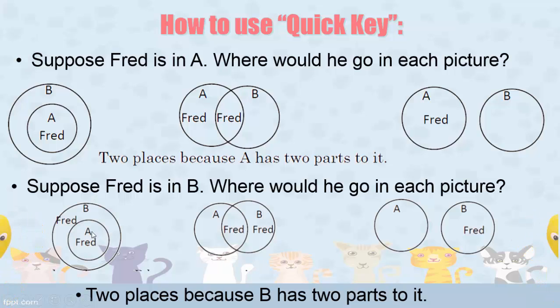It turns out that he could be in two places because B has two parts to it. Let's look more closely at this one: suppose Fred is in B. We know that Fred is something in B, and we also know that Fred could be in A, because there are two parts to this. So Fred could be in either A or B. We can only figure it out if we are more specific about what Fred is and what we're talking about in that particular diagram.